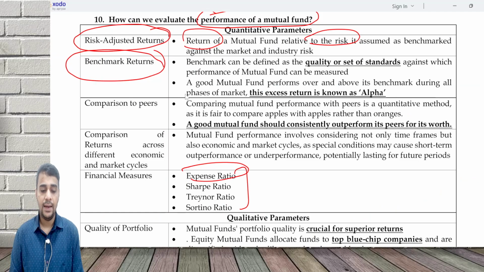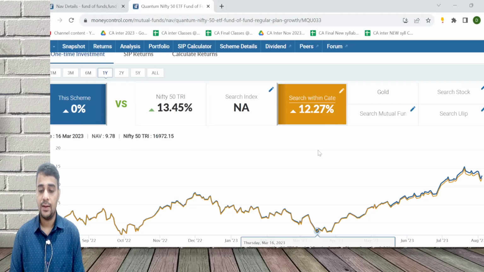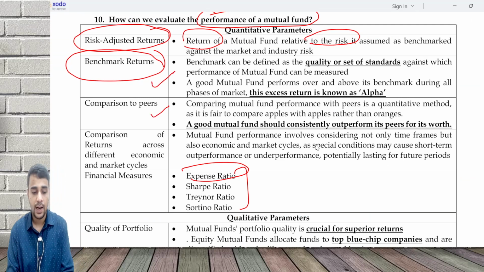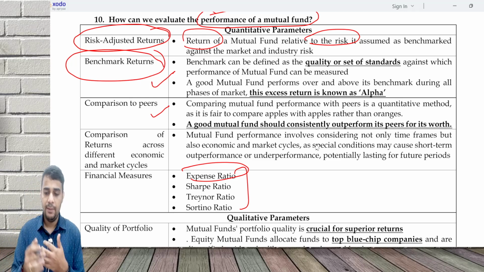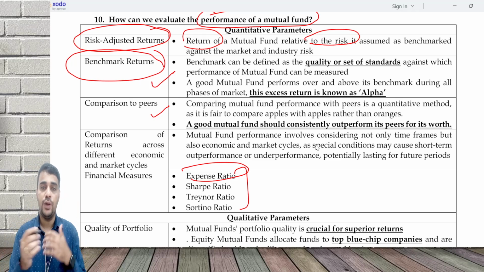So comparing it with the benchmark index, comparing it with the peers category, search within the category. You can either do a comparison with the peers, you can compare it with the benchmark, and also see how the fund is performing across different return and risk cycles. A market goes through a lot of economic cycles. It goes through an up movement, it goes through a down movement. So how are we performing during those times?